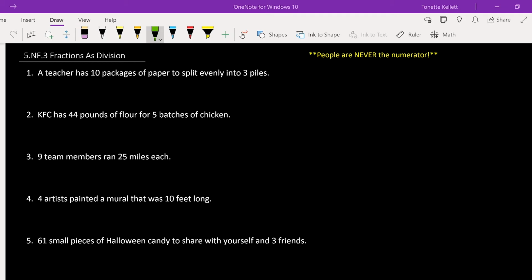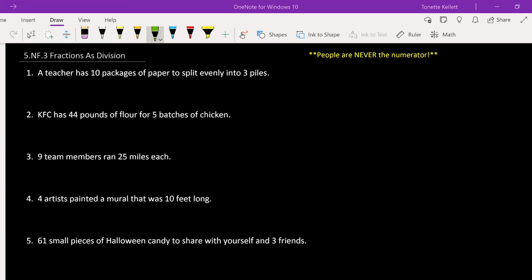This is 5.NF.3, fractions as division. The thing to remember with fractions as division is that people are never the numerator, because the numerator is what you are dividing or splitting up, and you don't split up individual people. So people are never the numerator.